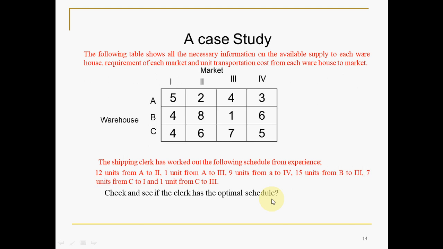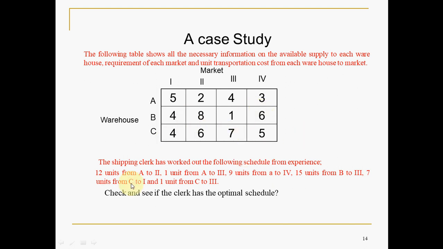In other words, the initial basic feasible solution is indirectly given. 12 units from A to 2, 1 unit, and so on. You can add all this and write the supply and demand conditions also. Finally, you have to check for optimality using the UV or MODI method, which we just discussed. If all the net cell evaluations are greater than or equal to 0, then you can say the clerk has the optimal solution. If not, you can improve the solution and save the cost. How much you can save, you can see.